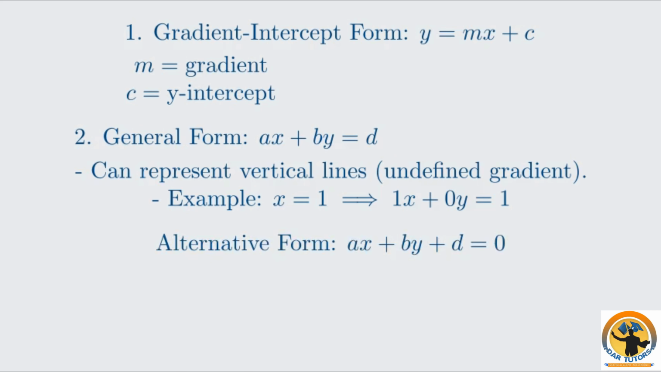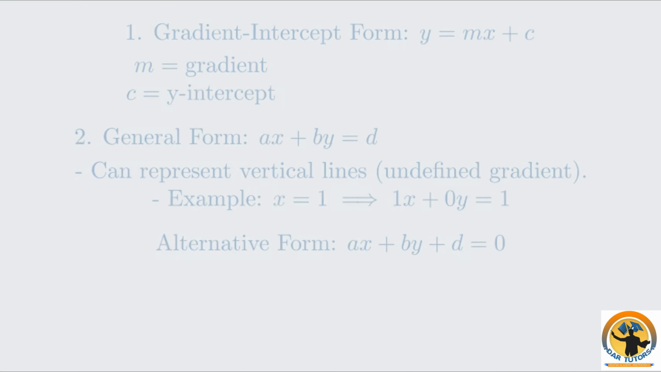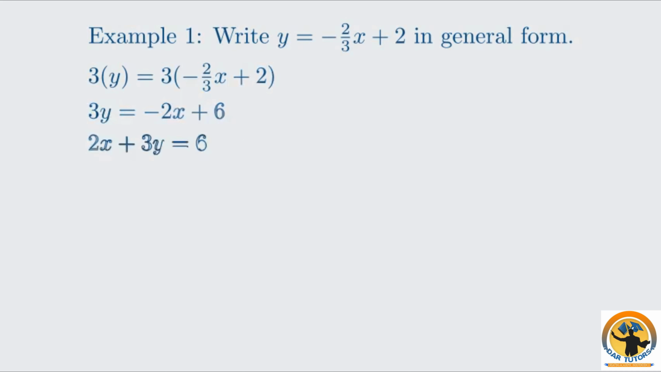Let's practice converting between these forms. First, write y equals -2/3 x plus 2 in general form. To eliminate the fraction, we multiply the entire equation by 3. This gives 3y equals -2x plus 6. Then we rearrange to get all terms involving x and y on one side, which gives the general form, 2x plus 3y equals 6.